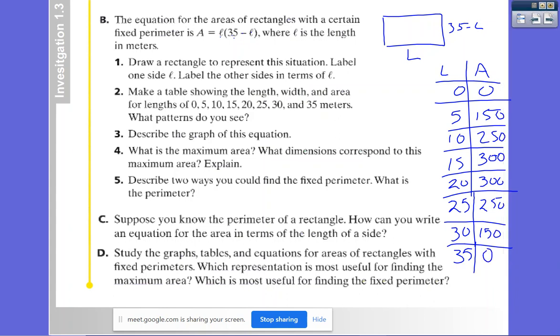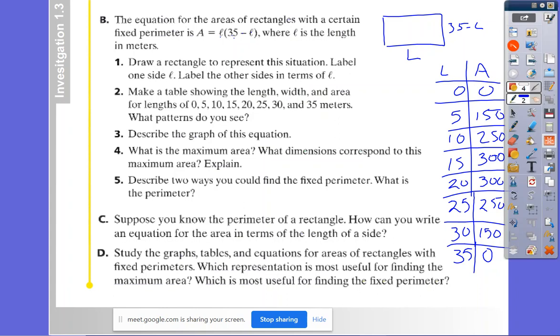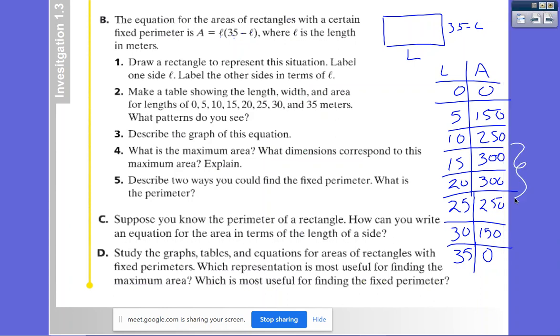The most interesting thing is we know the vertex is going to take place somewhere between a length of 15 and 20, because you can't have two vertices. You can only have one. I'm going to add a little space here. So what's halfway in between 15 and 20? That's right, it's 17.5. Let's plug 17.5 into the equation.